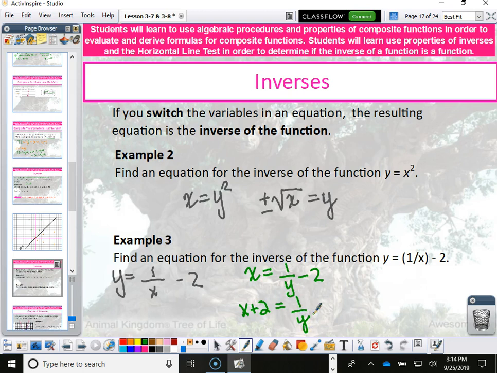I want to get y by itself. Yeah, you can make it a proportion and cross multiply. So now I have y times x plus 2 equals 1. I want just y. Yeah, so you divide by x plus 2.